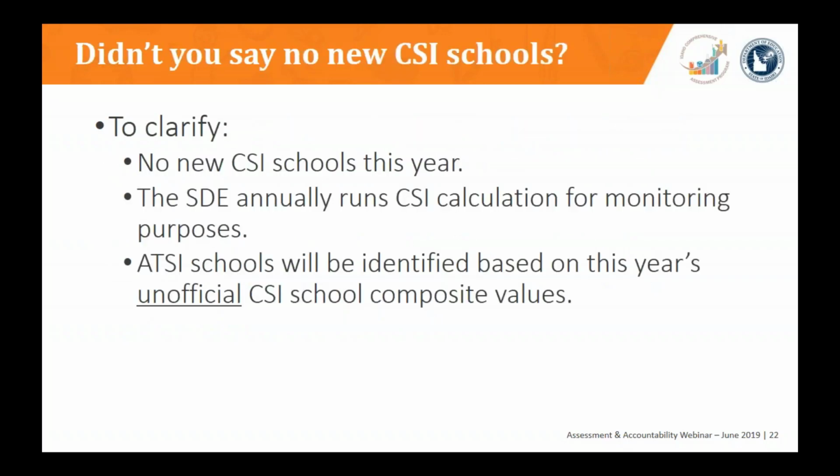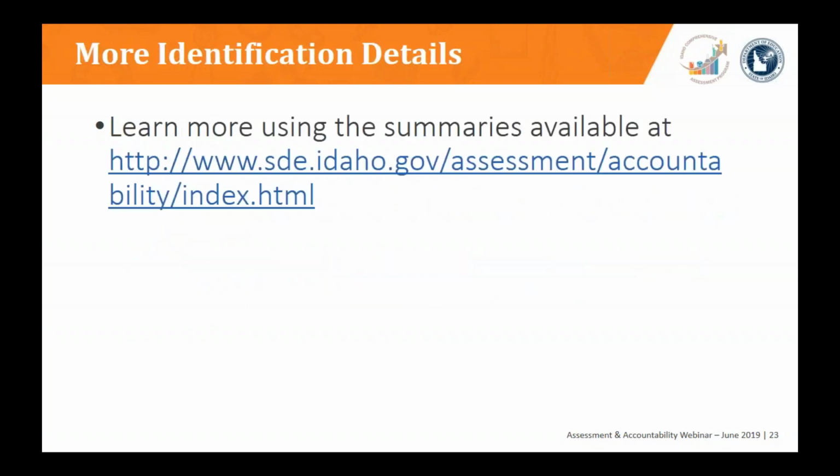And just one more time, as a quick clarification, we'll be running those CSI up calculations for monitoring, and we'll be using that for the cutoff for ATSI, but we won't identify new CSI up schools. So that was a really brief overview. If you want to look back at how all those calculations work and the definitions there, you can learn more using that business rules document that we referenced earlier, or we have a bunch of accountability summaries on the SBE's accountability page. And you can access those using the URL on this slide.